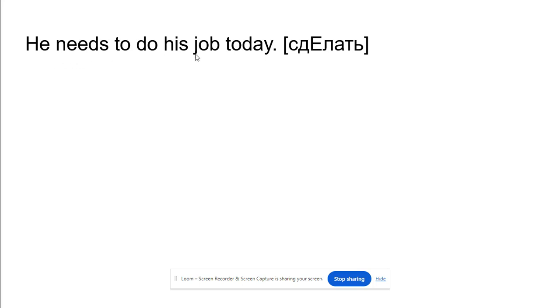He needs to do his job today. And for this one, let's use one of the perfect versions of the verb to do, of the verb делать, which is сделать. We're adding an S to the beginning of it. And we talked about perfect and imperfect verbs in the last lecture, and so I wanted to use something from there.